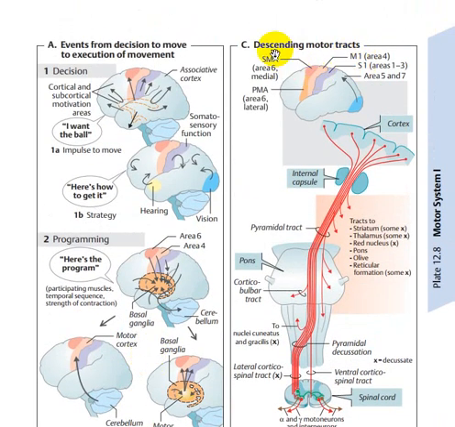Now let's visualize the descending motor tracts. At first we have seen the ascending sensory tracts. Now we are going to visualize the descending motor tracts. The motor tracts are going to come from the somatic motor area or the primary motor cortex, and you also have the premotor cortex in front of it.